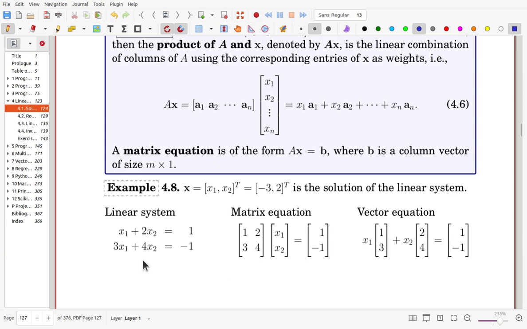But no matter how it is expressed, this original system is the same as this vector equation, and also the same as this matrix equation. They are the same.